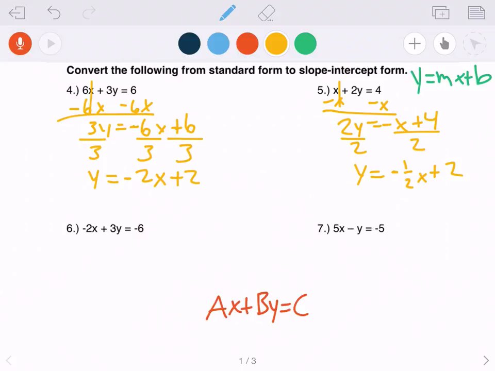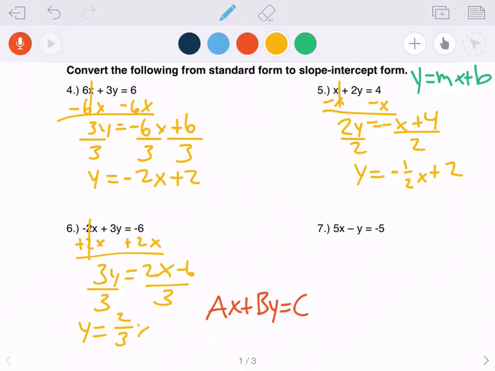Moving on to number 6, that's a negative 2x, so I'm going to add 2x to both sides. So I have 3y equals 2x minus 6. Again, I'm going to divide both sides by 3, so I get y equals 2 over 3x minus 2. Negative 6 divided by 3 is negative 2.